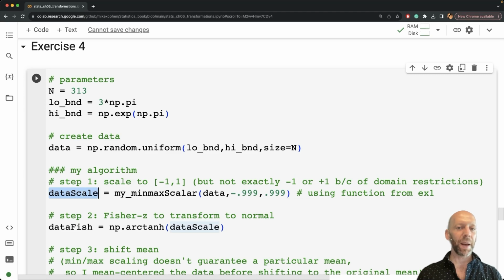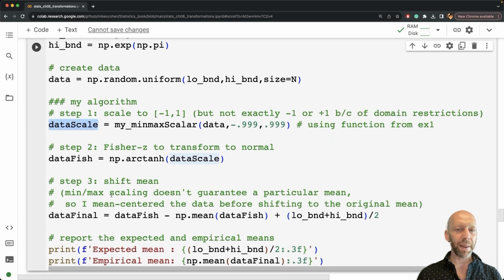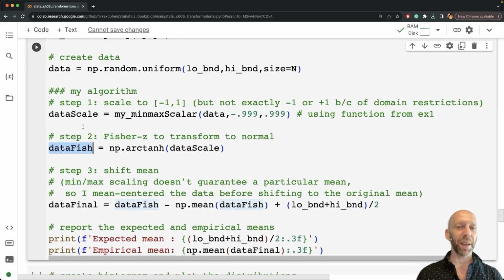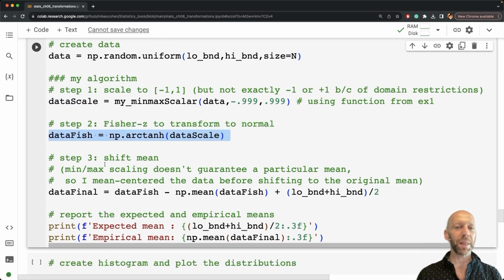Okay, so now we're not finished, right? This is normally distributed data, but the average of these data is going to be 0 or somewhere close to 0. So scale the data to -1 to +1 and then apply the Fisher-Z transform. Now here is where the data are roughly normally distributed, but here they have a mean of 0. So then we need to shift the data basically to add on the mean.